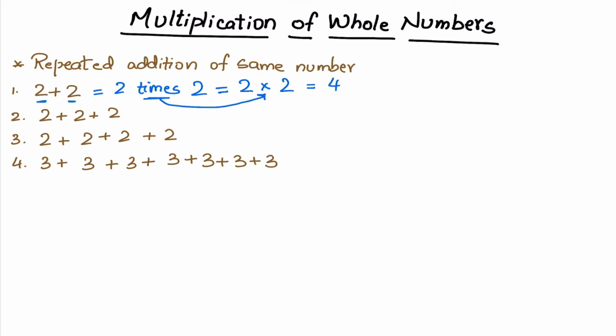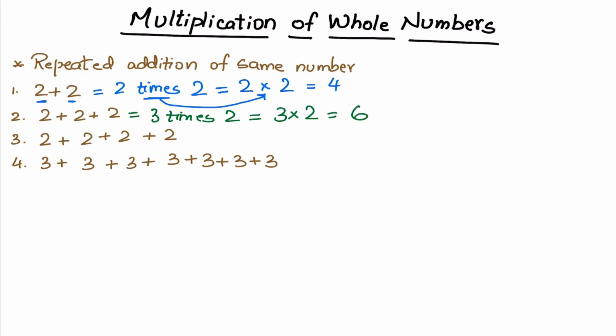Now let's look at the second example. In the second example, we have 2 plus 2 plus 2. How many times are you adding the number 2? You're adding the number 2 3 times. So we can write it as 3 times 2. When you add the number 2 3 times, you will get 6. So 2 plus 2 plus 2 is equal to 3 times 2, which is equal to 6.